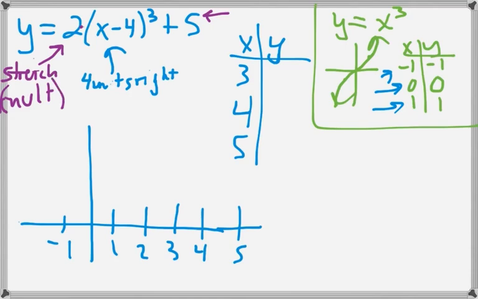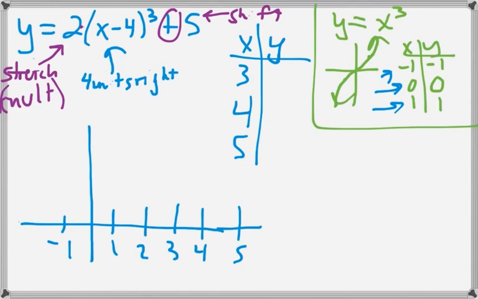I'm having a hard time writing on the edge of that screen there. Stretch comes from multiplication. And then here's your shift, because notice how there's addition there. So stretching and shrinking comes from multiplication. Shifting comes from adding or subtracting.